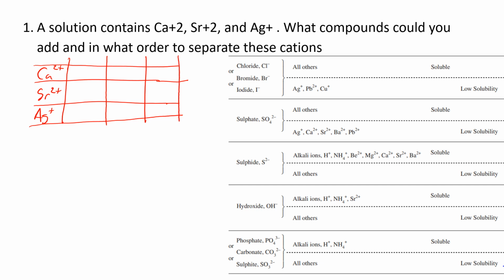So I make my table. The first thing I'm looking for is to remove one of these things. The first one I'm going to remove is silver, because I think it's nice and easy. And I can choose any one of these anions here, chlorine, bromine. So I'm going to add NaCl. Actually, let me see. I'm going to add Cl minus. No precipitate, no precipitate, precipitate. Okay, so essentially silver's been removed out of my solution.